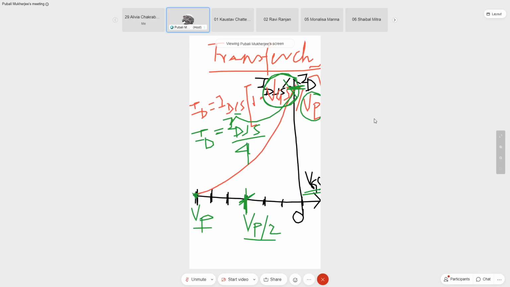So therefore here, if this is the total value 1, 2, 3, 4, then ID equal to IDSS by 4 is approximately somewhere out here. So this is one point that you get over here: VP by 2 and IDSS by 4.